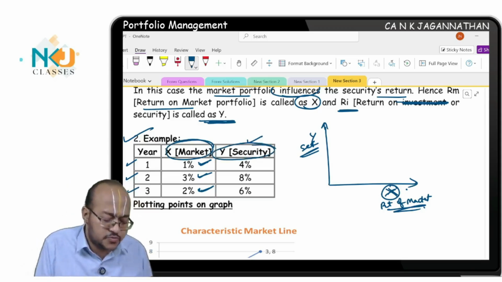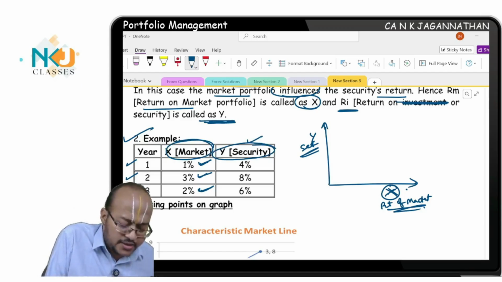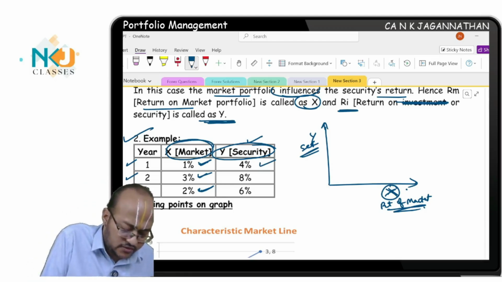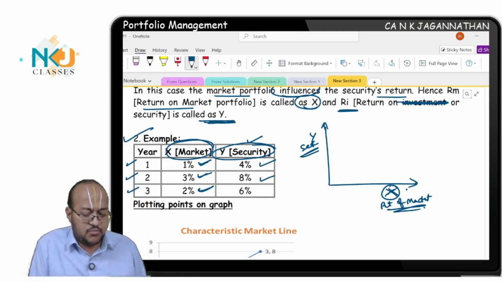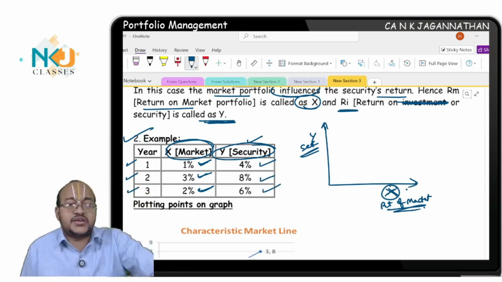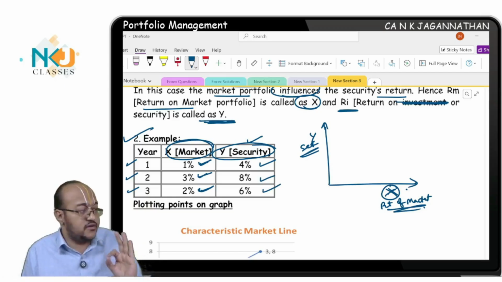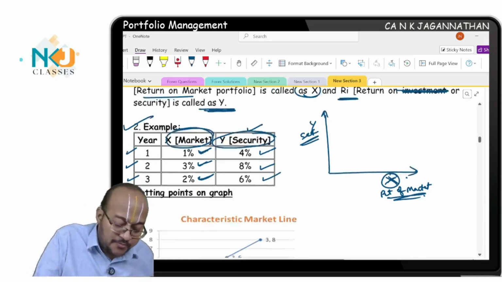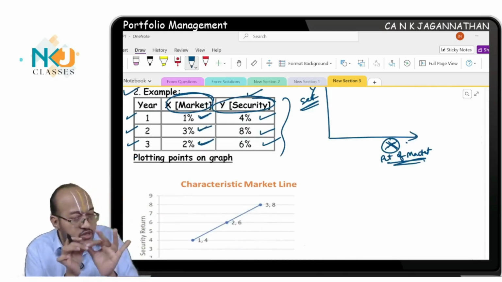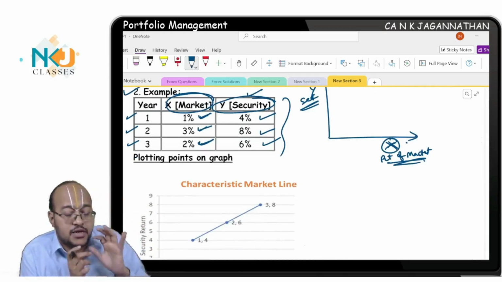Assume if the market is giving me 1% return, the security is giving me 4% return. If the market is giving me 3% return, the security is giving me 8% return, and if the market is giving me 2% return, the security return becomes 6%. Are you all understanding these three variables? Now I'll try to plot the same in the graph and analyze what is happening inside it.